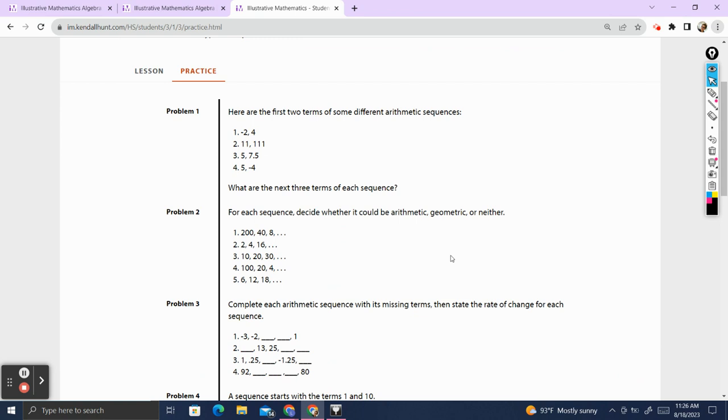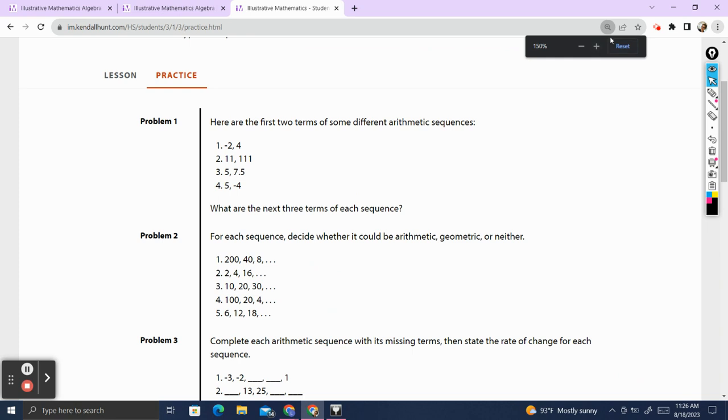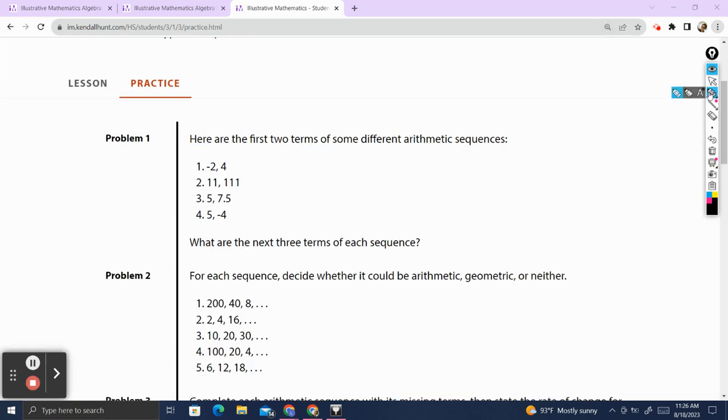Let's get started. Problem 1. Here are the first two terms of some arithmetic sequences. I never know if it's arithmetic or arithmetic. I think it's arithmetic. Now, an arithmetic sequence means that the sequence is going to change by a constant number. So we have to identify the constant number it changes by. What are the next three terms of each sequence?